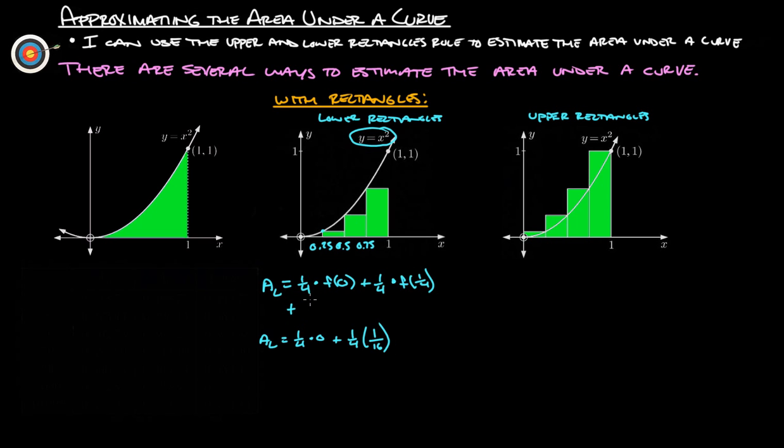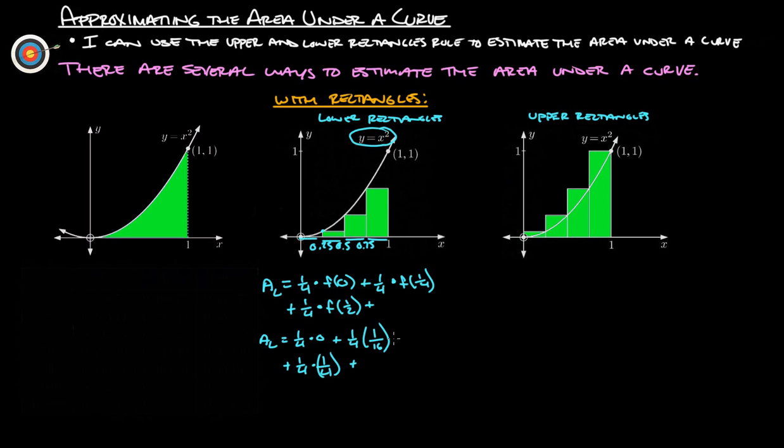Then we also add this rectangle, which is 1/4, because if you notice, all these base lengths are 1/4. That's why we always start with 1/4. The height here is going to be the function at 1/2, or 0.5. So that's plus 1/4 times 1/2 squared. 1 times 1 is 1, and 2 squared is 4.